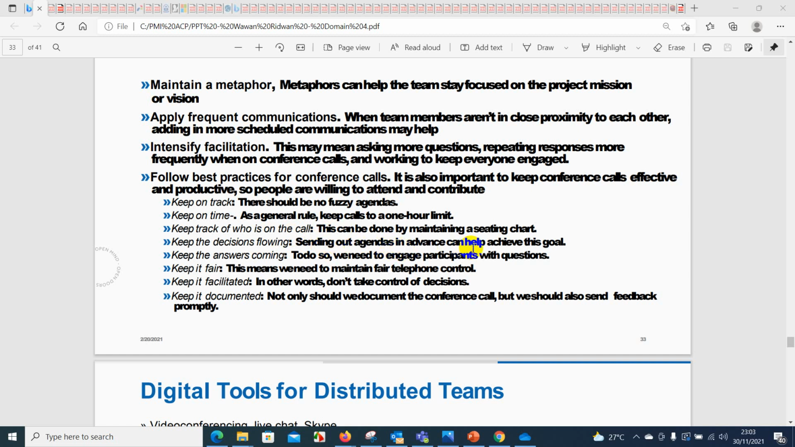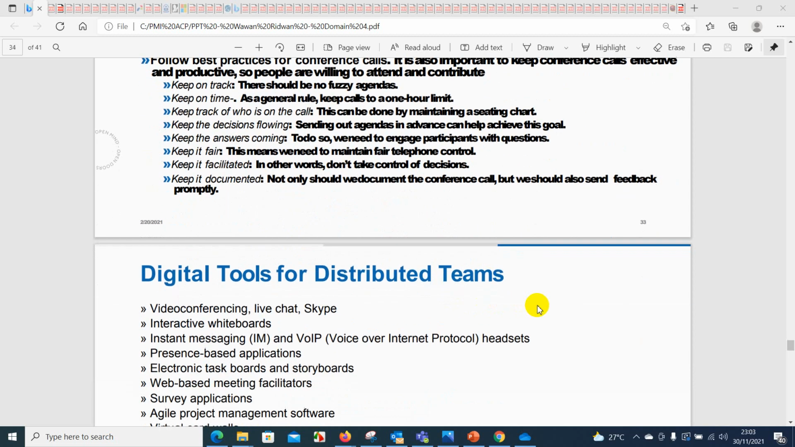Keep the answers coming, to do so, engage participants with questions. Keep it fair. This means we need to maintain fair telephone control, keep it facilitated, and not take control of decisions. Keep it documented. Not only should we document the conference call, but we should also send feedback.